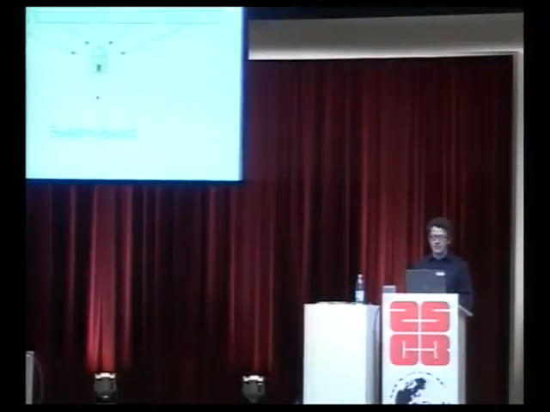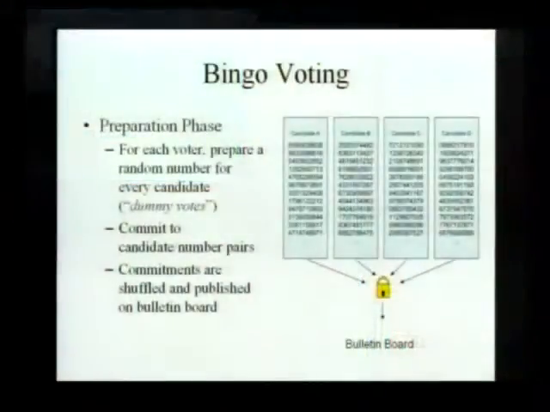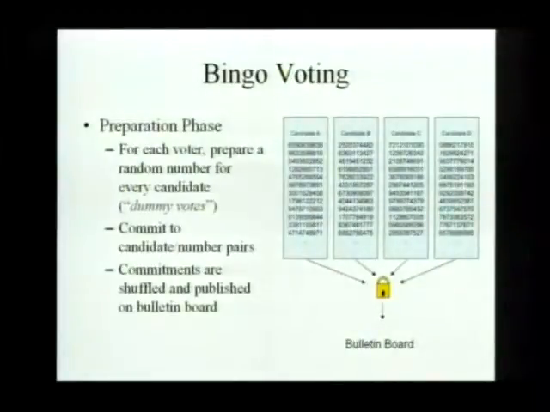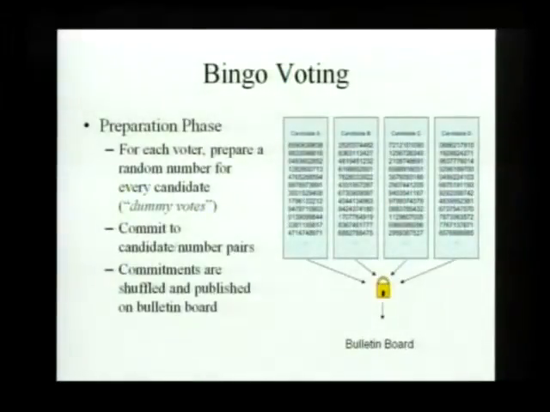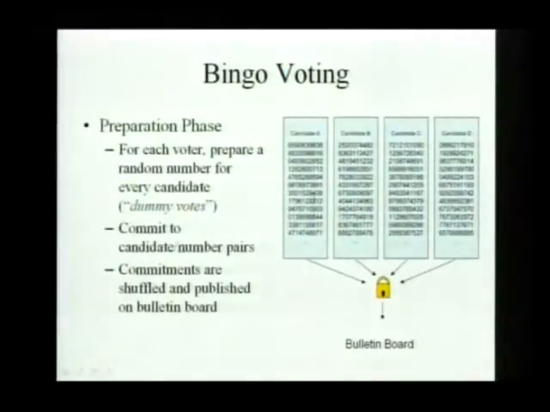Bingo voting is by a German team in 2007, and that's a little different approach. You have a preparation phase where for each voter you prepare a random number for every candidate, and they call that dummy votes. So basically you have a pool of random numbers here for candidate A and for candidate B, and they all get committed to with one of these commitment methods I briefly talked about before, and then they're shuffled and published on a bulletin board.